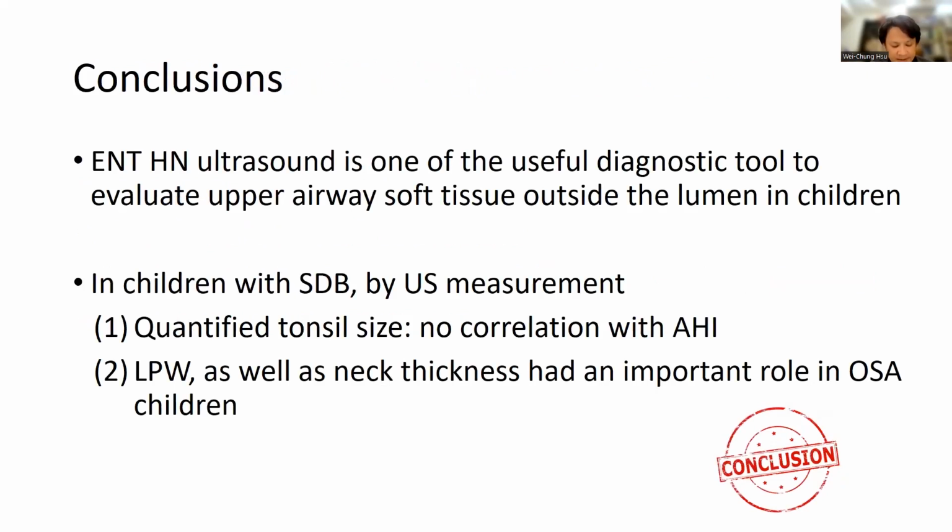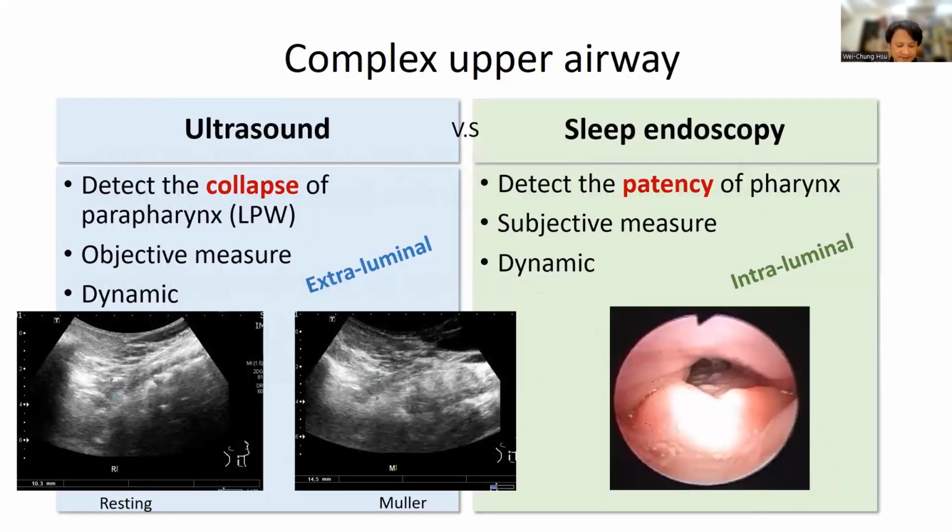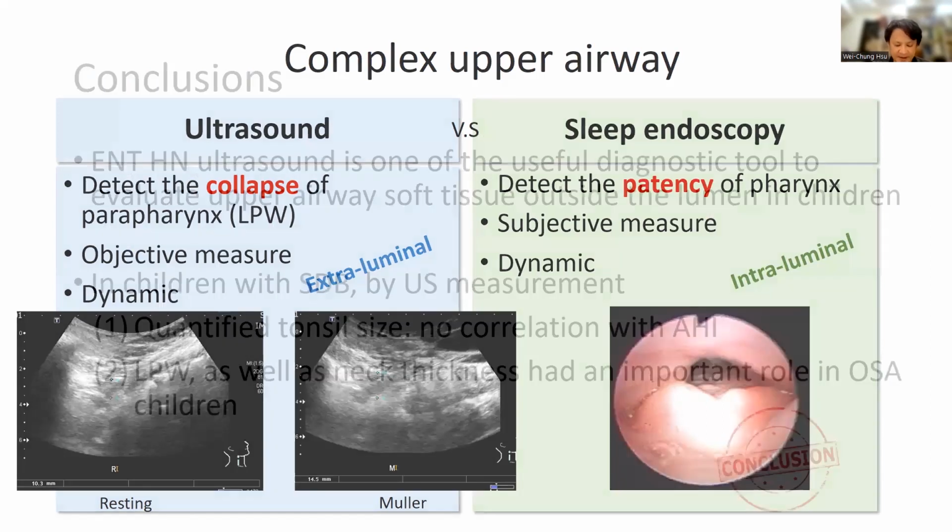In conclusion, ENT head-neck ultrasound is one of the useful diagnostic tools to evaluate upper airway soft tissue outside the lumen in children. In children with sleep disordered breathing or obstructive sleep apnea, by ultrasonic measurement, although the estimated quantified tonsillar size had no correlation with obstructive sleep apnea, the lateral pharyngeal wall complex had an important role in children with obstructive sleep apnea.